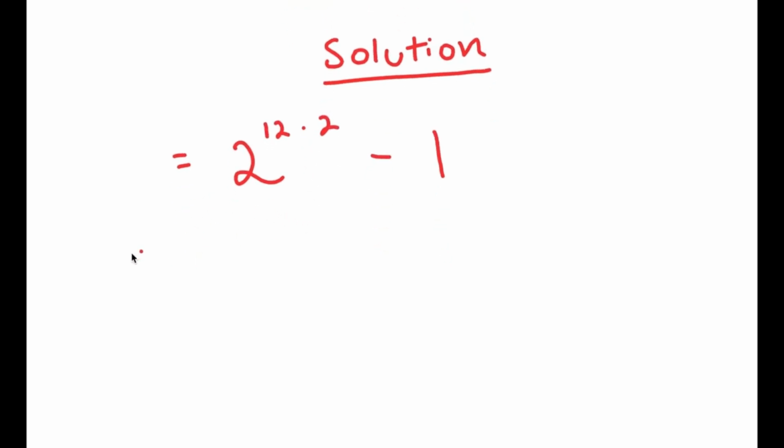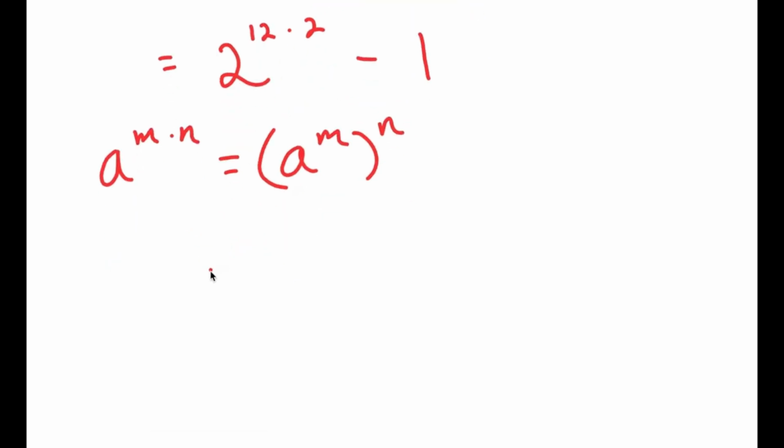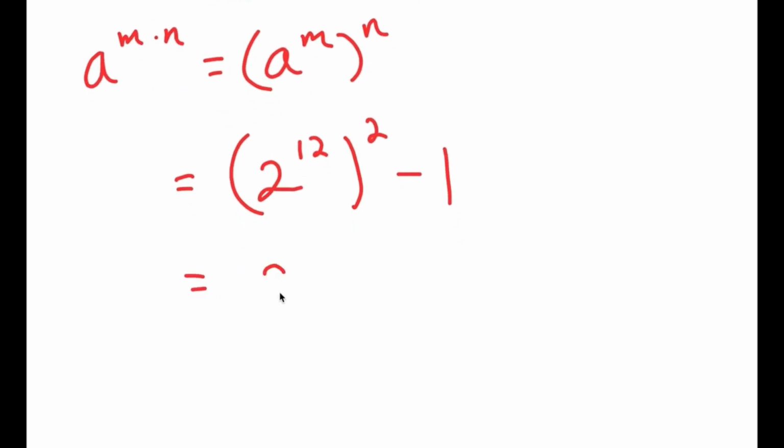Now, if I have something in the form a to the power of m times n, this is equal to a to the power of m to the power of n. So 2 to the power of 12 times 2, I can rewrite as 2 to the power of 12 to the power of 2. And now 1, I'm going to rewrite as 1 squared. So now I have 2 to the power of 12 to the power of 2 minus 1 squared.